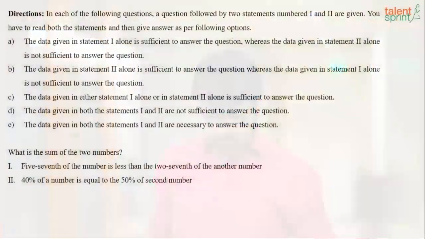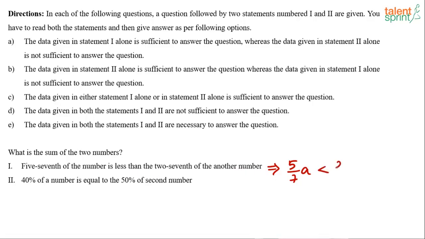Next one, yes. Here's the next question. What is the sum of the two numbers? Look at the first statement. 5/7 of the number is less than 2/7 of another number. Meaning, 5/7 of A is less than 2/7 of another number.